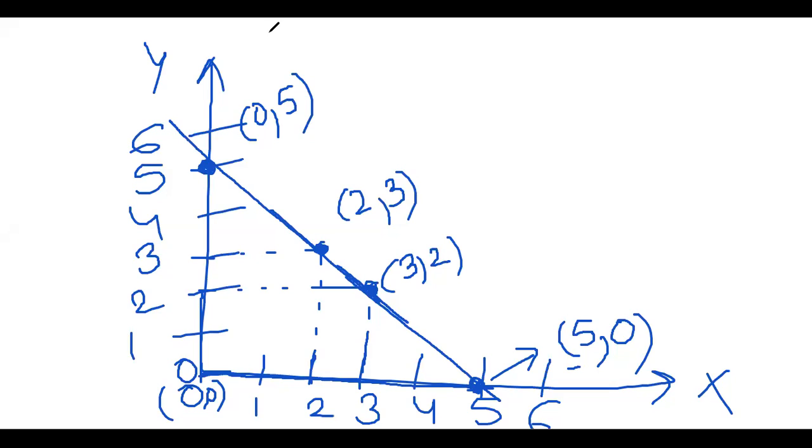So we'll say that the line which we have drawn here, the coordinates of the points, you are to tell कि किस x एक्सिस और y एक्सिस पे कहाँ मीट करते हैं. Then you will tell the line will meet x axis at 5 0 and y axis at 0 5, right?